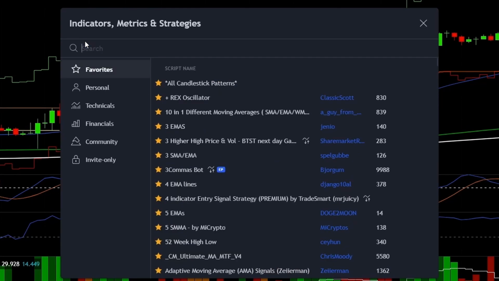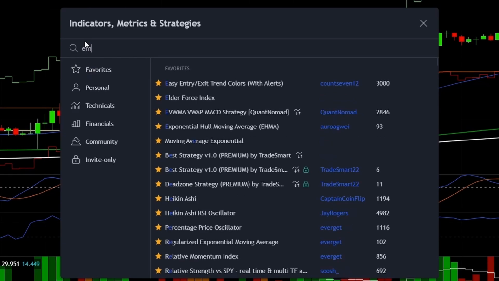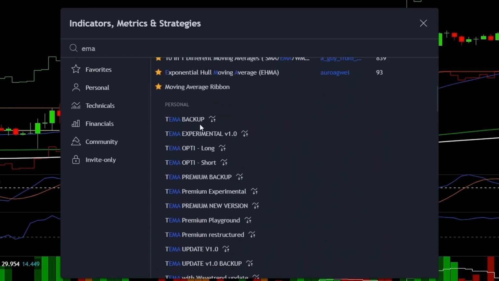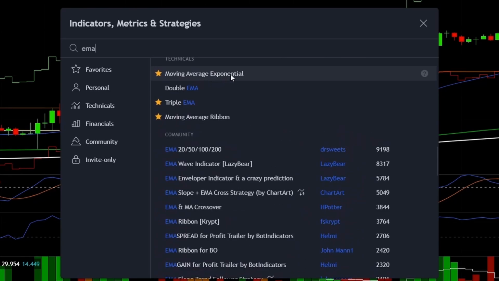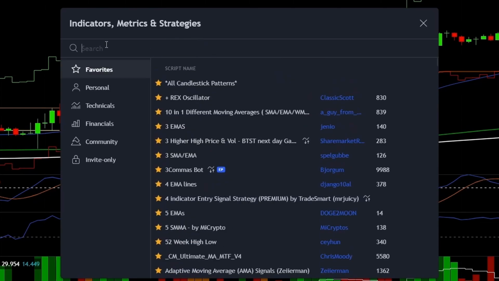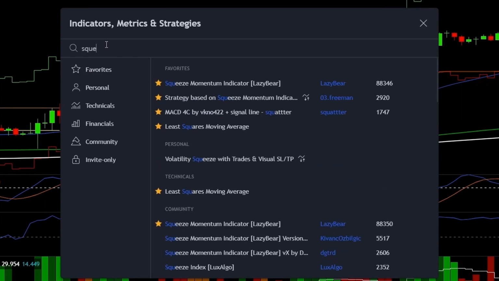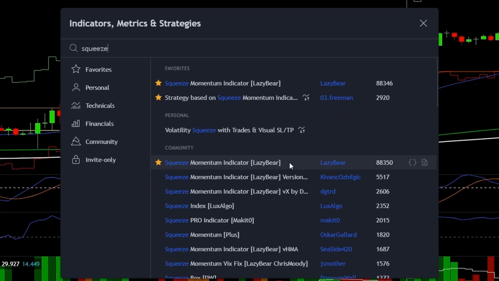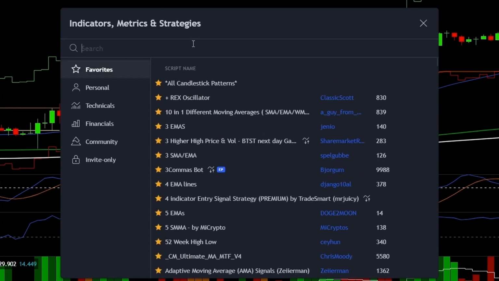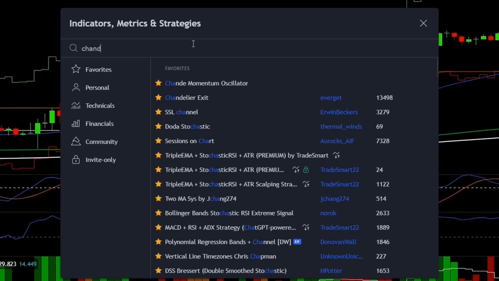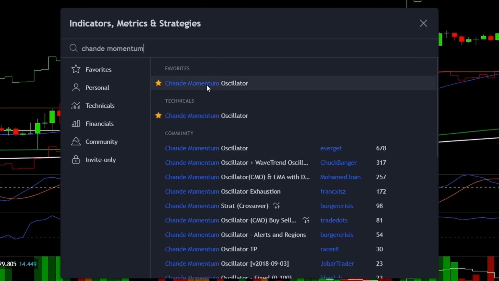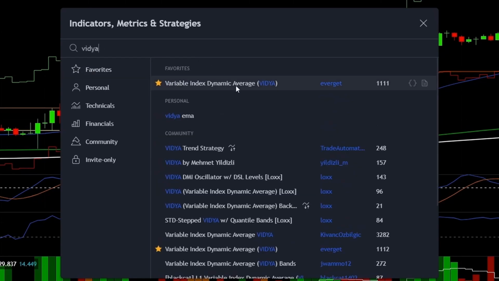This one. After that we will use a target price limiter, I will explain later, and that will be a 50 length EMA, so type in EMA and add the moving average exponential. For exits we will also use another exit signal indicator, which is the squeeze momentum. This one by Lazy Bear. Then we will use a Chande momentum oscillator with a Vidya moving average. So type in Chande momentum, click on this one, and type in Vidya, and add the variable index dynamic average by Everget.